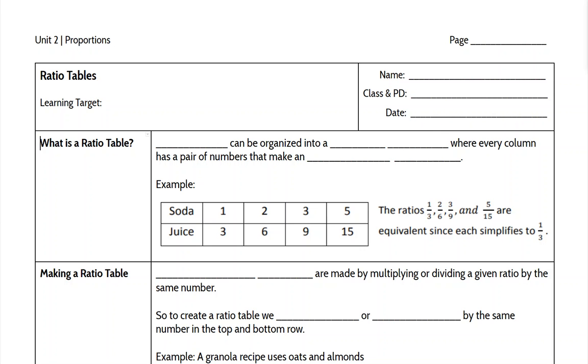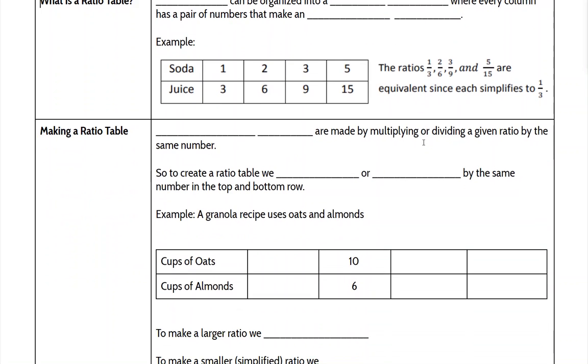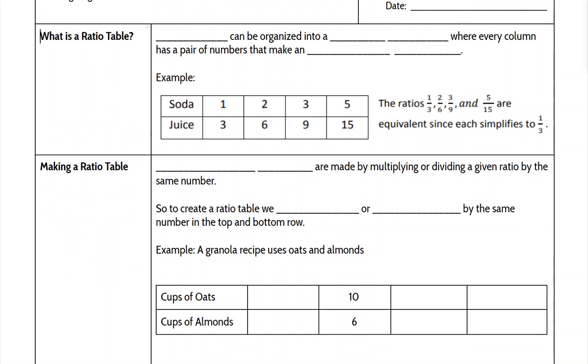Hello, today we're going to be talking about ratio tables, okay? And we're going to be completing our notes as Cornell notes, okay? So the first thing that we need to be able to talk about is what is a ratio table, okay? And a ratio table is where we take ratios and we organize them.